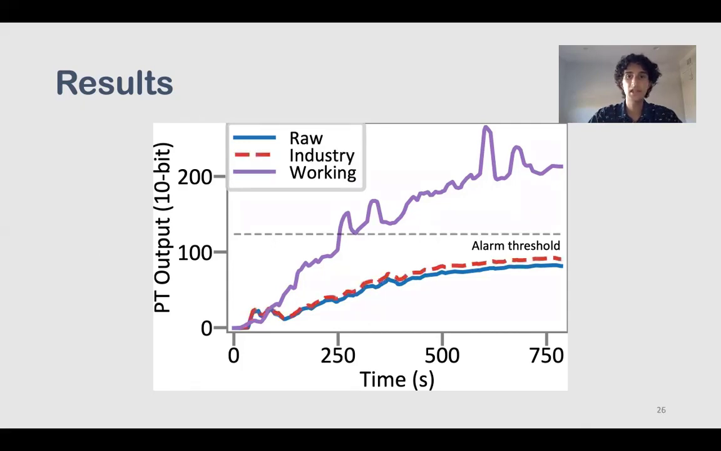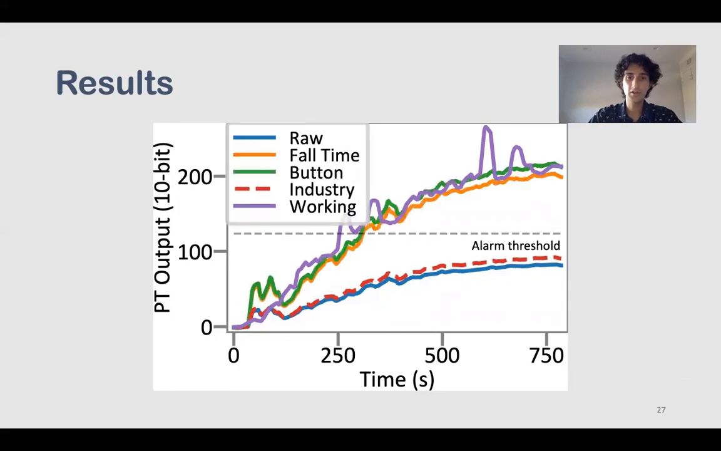The red line indicates how the industry standard approach performs. It applies a very small amount of gain, and while this means it increases a little bit more compared to the raw unamplified output, the increase is very minimal, and it still never crosses this alarm threshold.